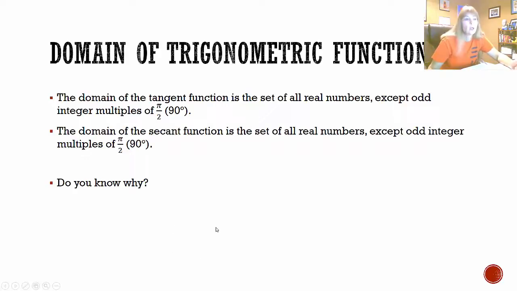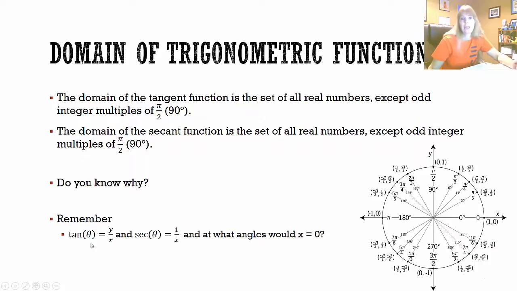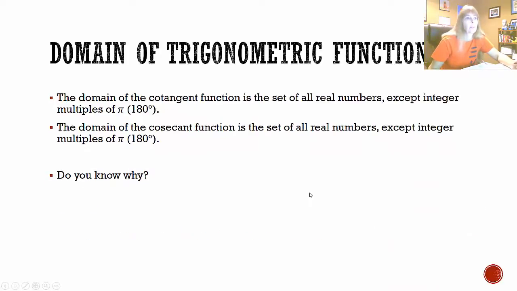Do you know why? Remember that the tangent was y over x and the secant was 1 over x, so we worried about the denominators when they were 0. And if you notice, that would be at pi over 2, where our x is 0. That would happen again at 3 pi over 2, and that's why it says odd integers. So guess what? It happened once again at 5 pi over 2, 7 pi over 2, and so on.